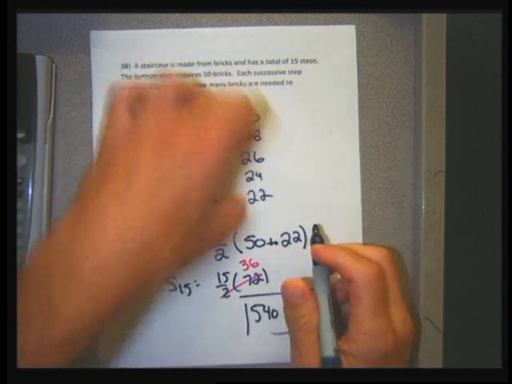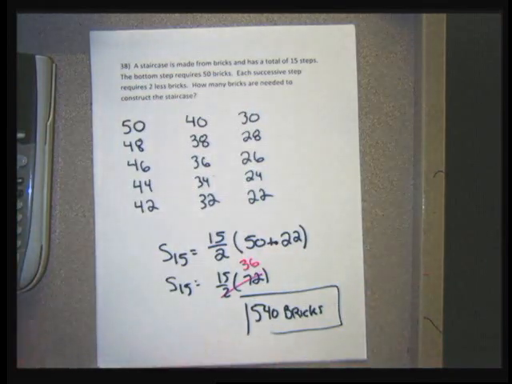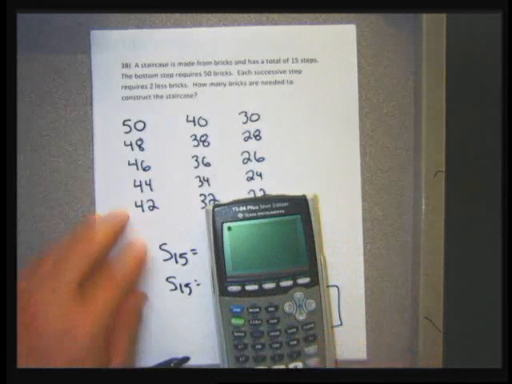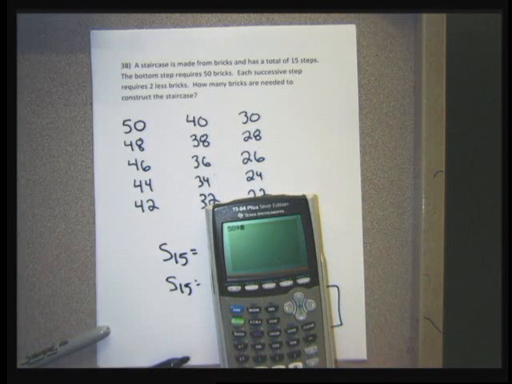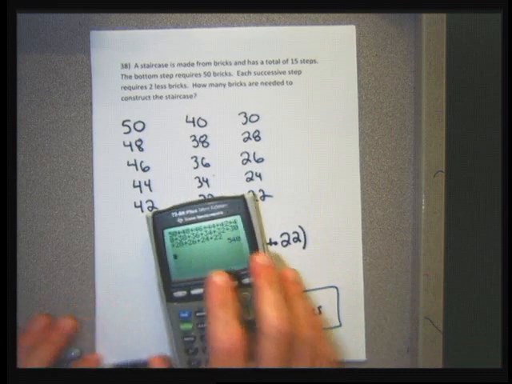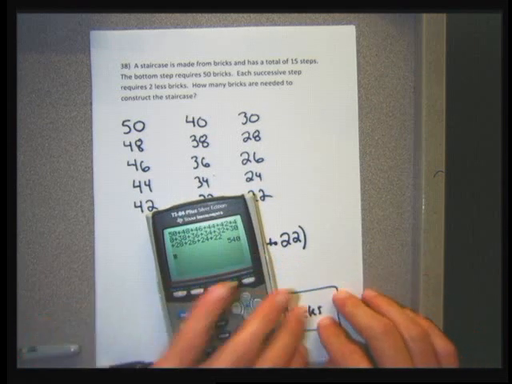If you added these 15 numbers, they should add to 540. Let me see if I can mindlessly do that. I don't know if you'd be able to see it anyways. Let me try that. 50 plus 48 plus 46 plus 44 plus 42 plus 40 plus 38 plus 36 plus 34 plus 32 plus 30 plus 28 plus 26 plus 24 plus 22. I get the exact same 540 that I got with my algebra.